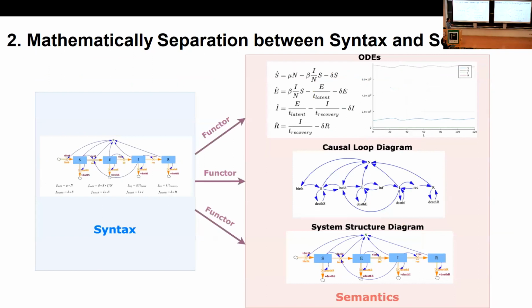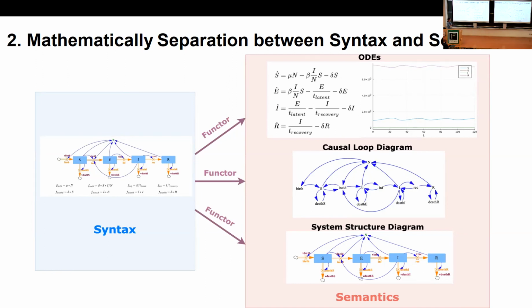One of the advantages of this method is that it strictly and mathematically separates the stock flow diagram syntax and its semantics. So the stock flow diagram, we can think of it as a syntax. Then if we take a stock flow diagram, we can map it to different semantics. The first semantics can be the ODEs and the solutions. And then we can also map the stock flow diagram to the causal loop diagram and the system structure diagram.